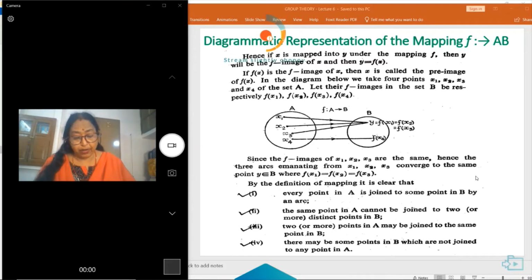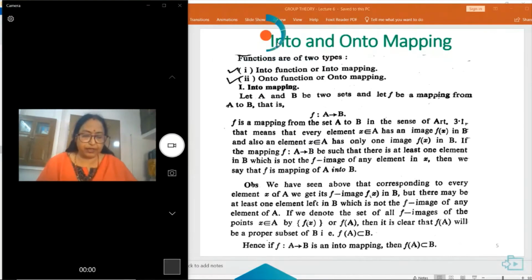Number two should be noted: the same point in A cannot be joined to two or more distinct points in B. Number three, two or more points in A may be joined to the same point in B. There may be some points in B which are not joined to any point in A. So, these are the types of functions we are going to study. What do you understand by into mapping and onto mapping?